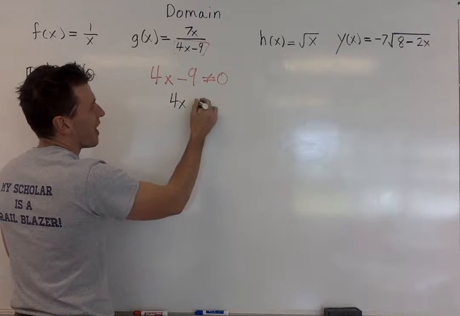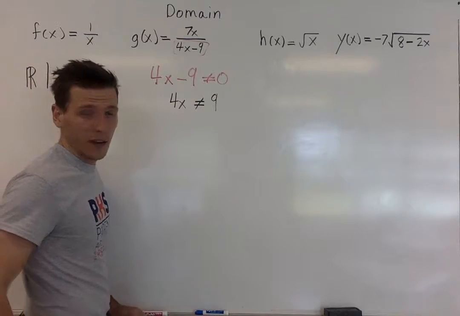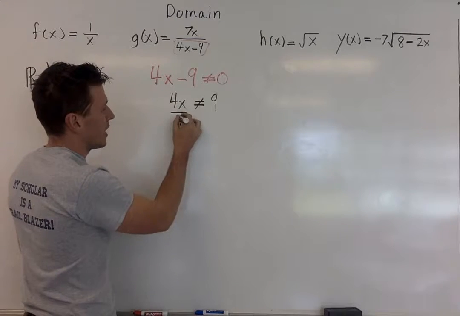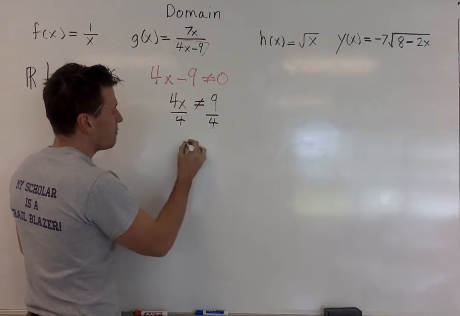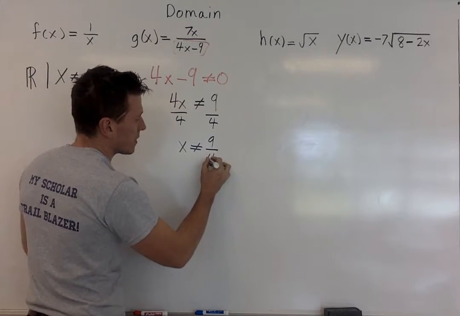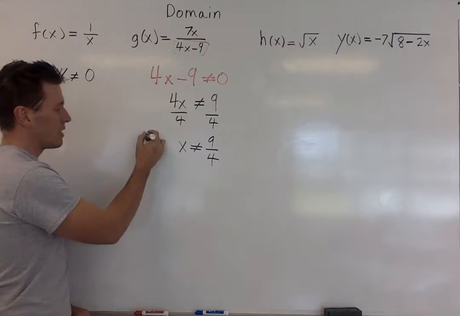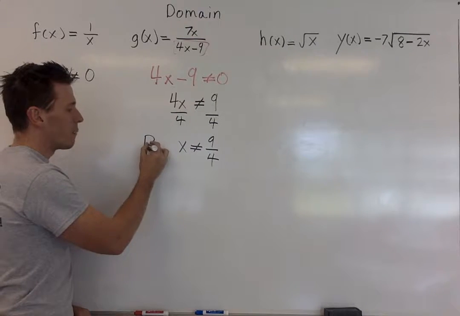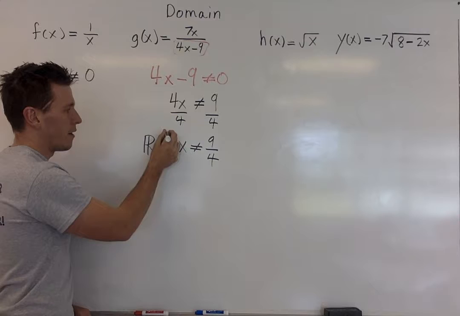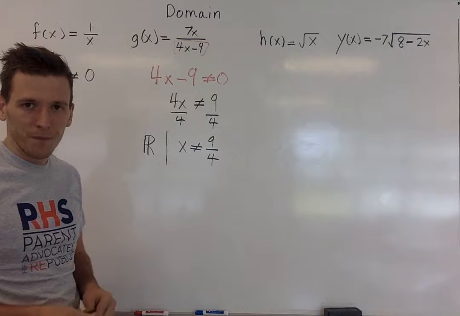First thing I'll do is I'll add 9 to both sides. That means 4x cannot equal 9. Then I'll divide both sides by 4, which means that x cannot equal 9 fourths. And so we write that answer the same way we did over here. We say that the domain is all real numbers, R with a bar through it, where x does not equal 9 fourths.